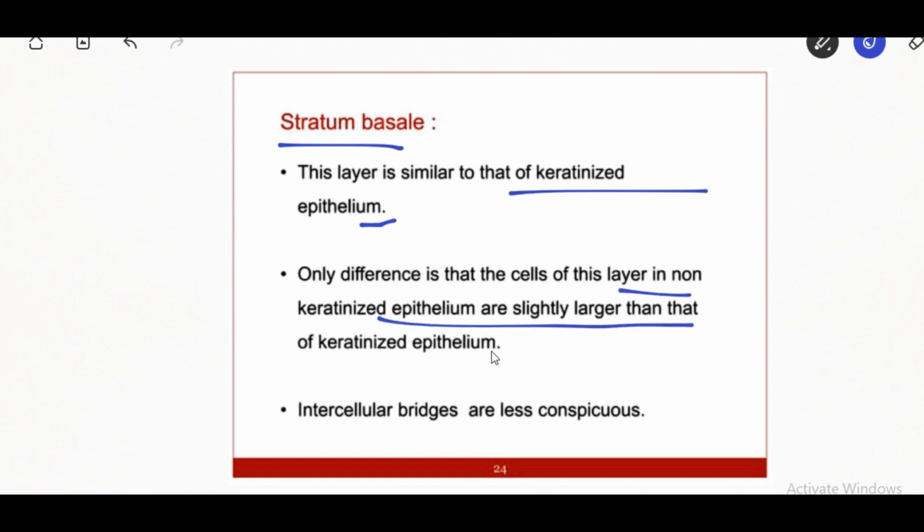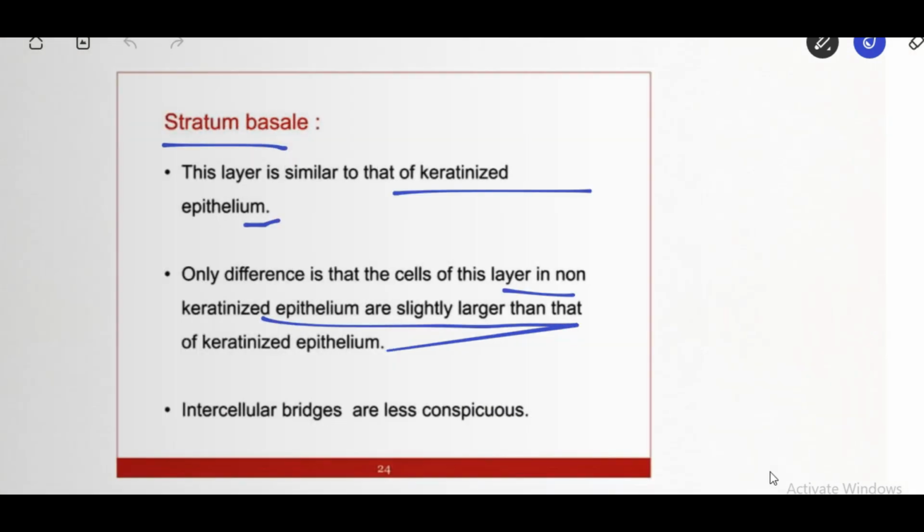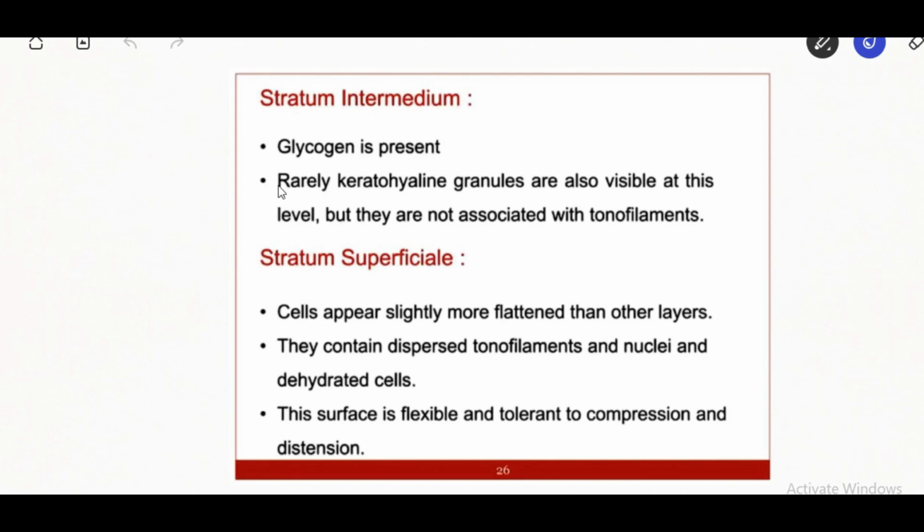In the stratum intermedium, glycogen is present. Rarely, keratohyalin granules are visible at this level, but they are not associated with tonofilaments. In the stratum superficiale, the cells will appear slightly more flattened than other layers. They contain dispersed tonofilaments and nuclei, and dehydrated cells.